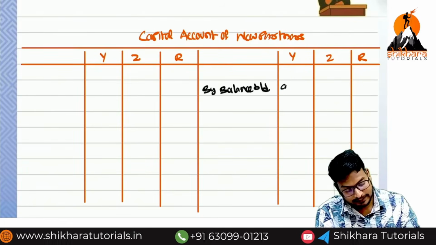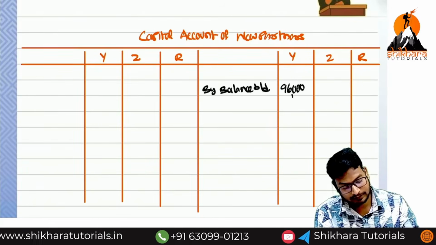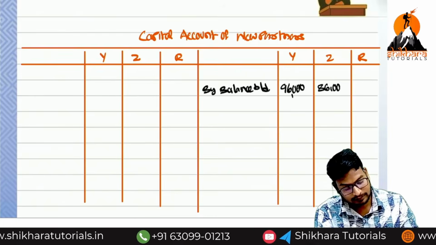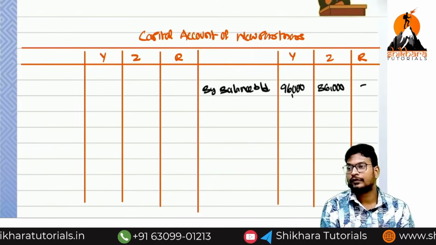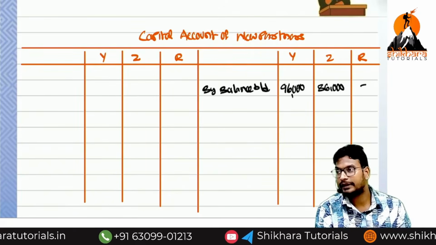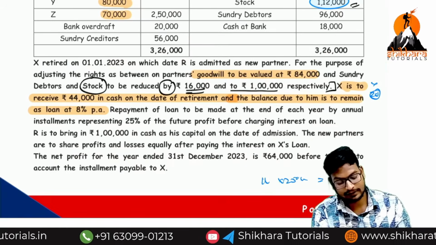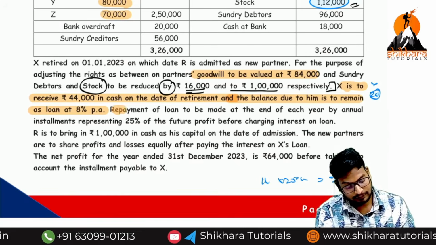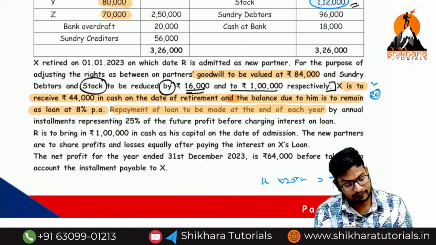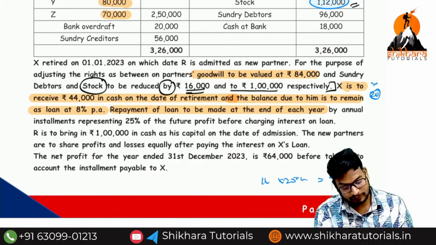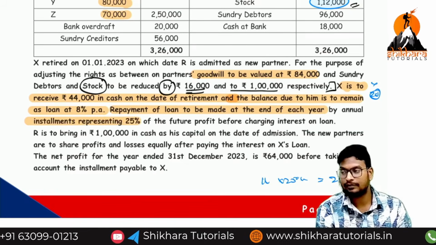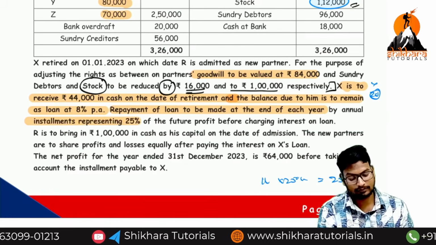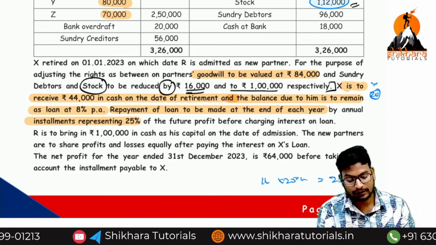X, Y 96,000, Z how much? 86,000, R we need to find. So can I continue the reading of the question? What is the further information they have given? Repayment of loan to be made at the end of every year by way of annual installment of how much? 25%. Okay, we will go through what we need to prepare.